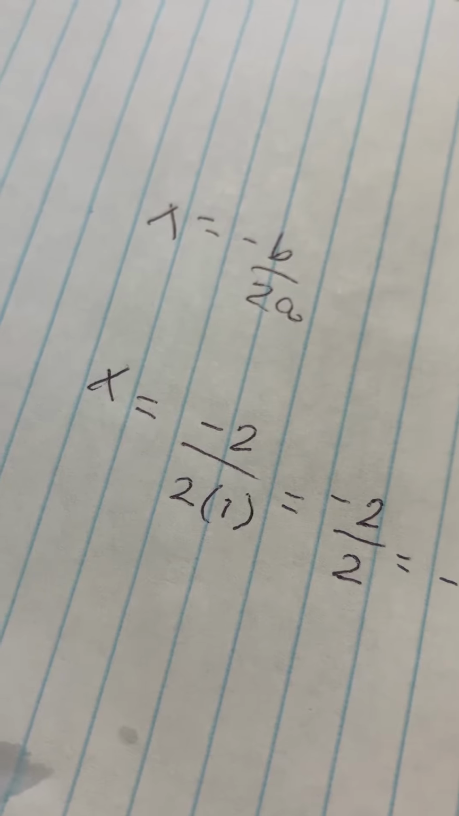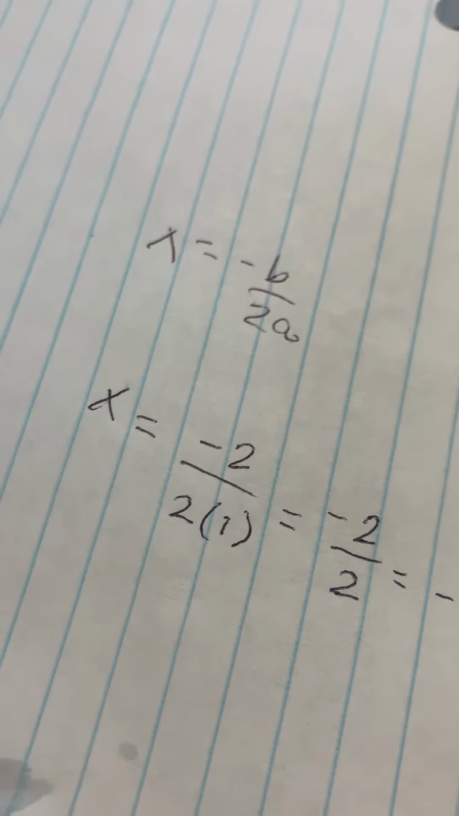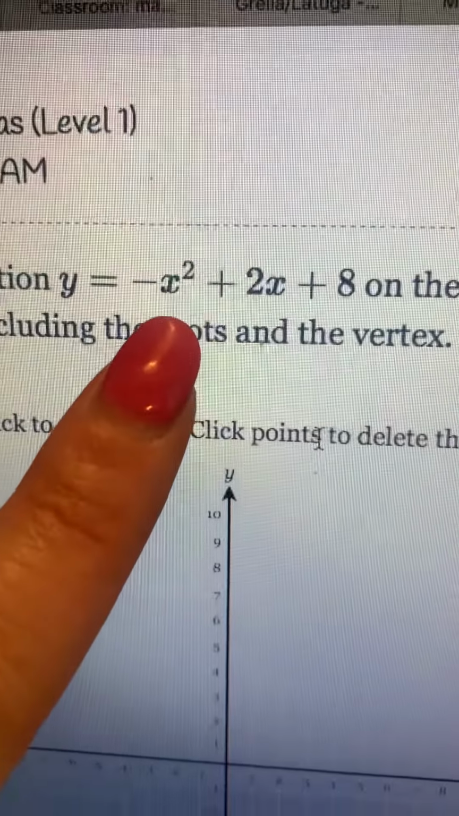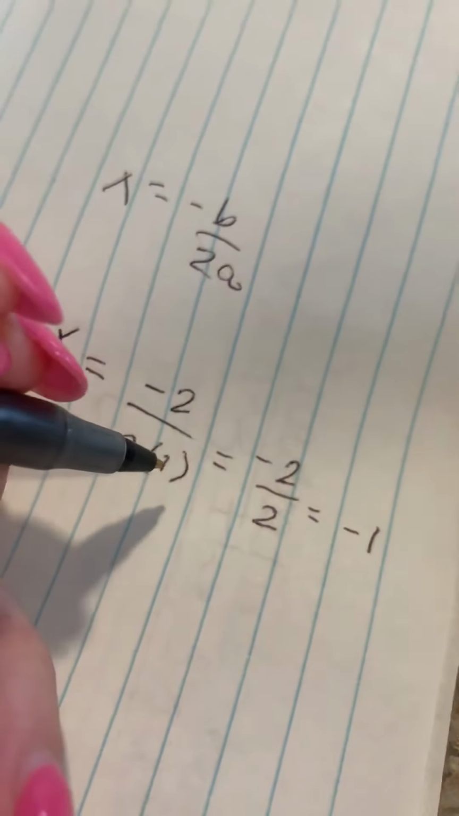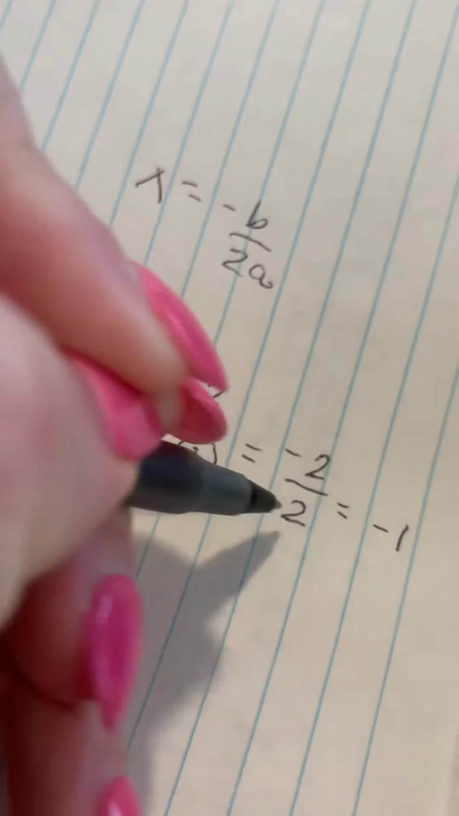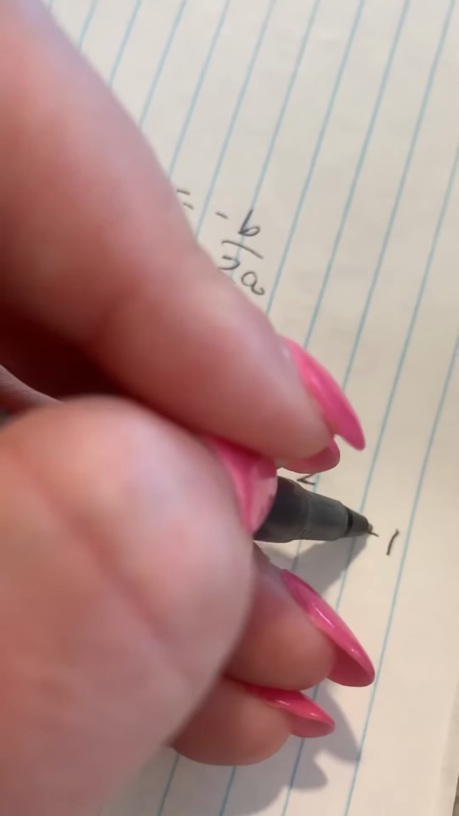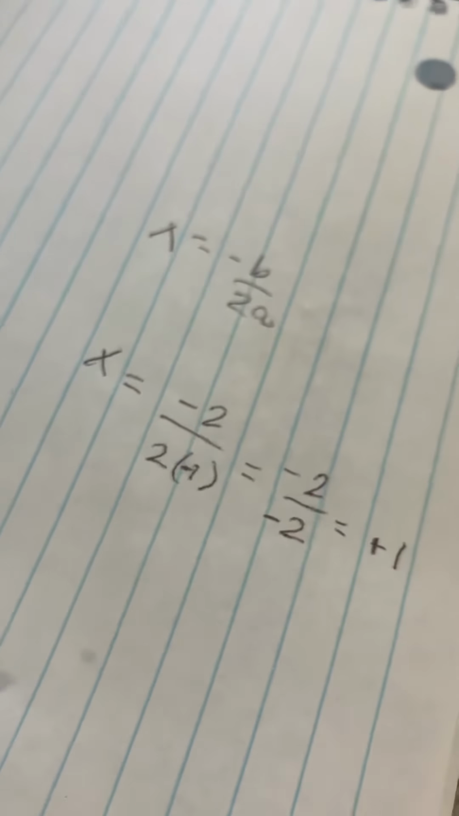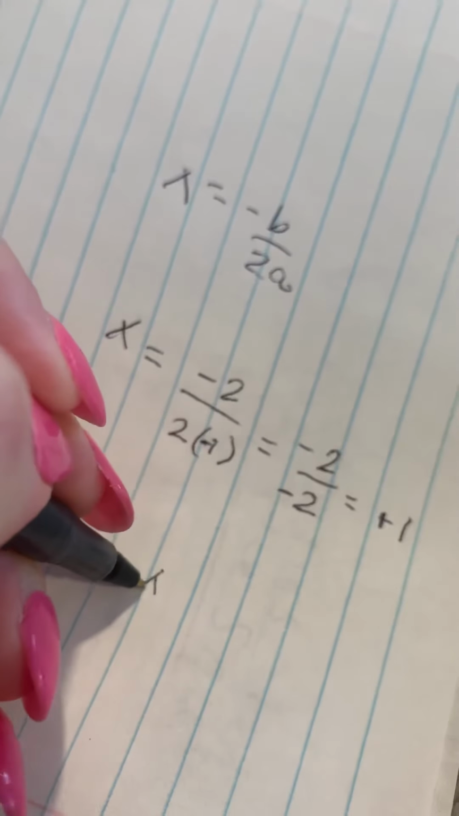Oh, wait a minute. I messed that up. a is negative 1, right? Because there's a negative in front of x squared. So that's really a negative 1. So I'm going to change that a to a negative 1. My apologies. That's going to be a negative 2 over negative 2, giving me a positive 1. That's going to be my axis of symmetry. I apologize, guys. So since that's my axis of symmetry, that's going to be the x-coordinate of the vertex.